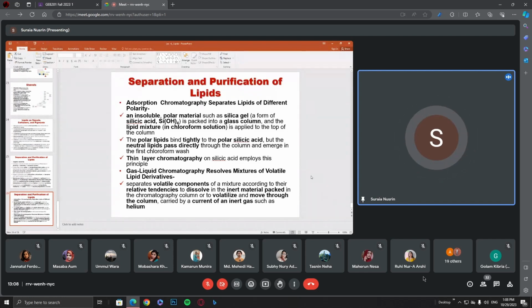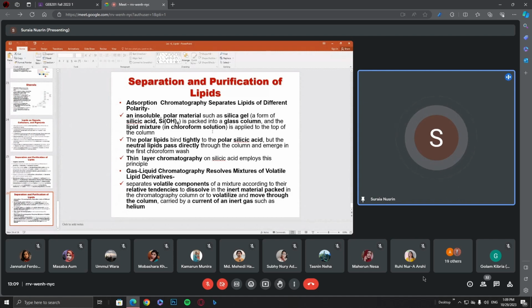Here the column is made up of an insoluble polar material called silica gel, which comes from silicic acid, whose structure is SiOH4. You keep it in a glass column. That is your solid phase, and then you add your sample, that is your lipid sample, which is present in the solvent, here chloroform.